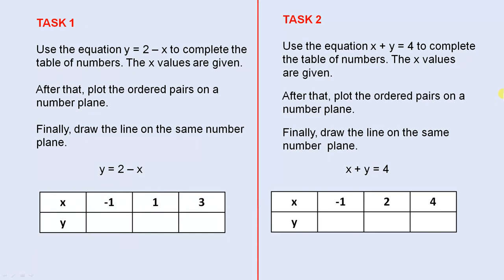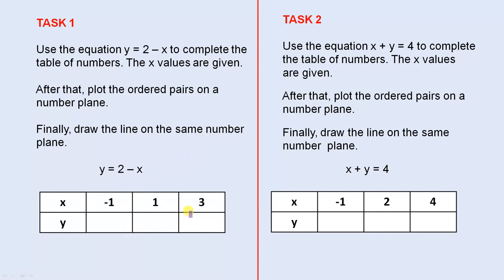So let's quickly have a look at the two tasks. The first one: use the equation y equals 2 minus x to complete the table of numbers. The x values are given. So here's the table of numbers. That's the equation we're using, and I've given you the x values. After that, plot the ordered pairs on a number plane. So just draw a number plane yourself. Make it quite accurate, so draw it with a ruler. And finally, draw the line on the same number plane.